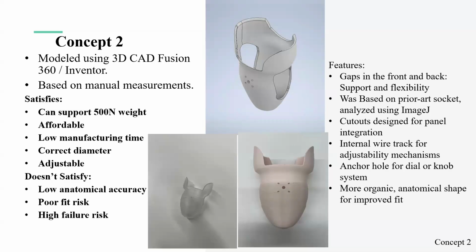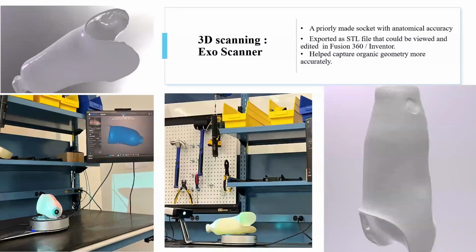So the panels are meant to go in and out with a dial. So the hole that is there is for a dial to be placed there, and wires that are attached to the dial. As the dial turns, the wires expand and get smaller, so that will aid in adjustability.